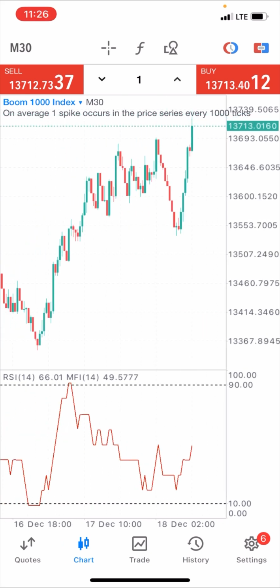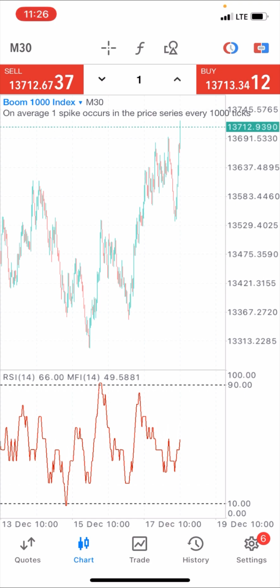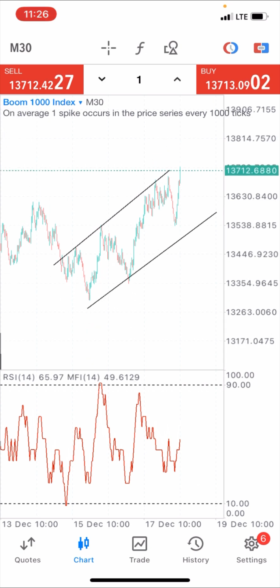Now you see on this time frame that price is pushing to the upside. So you want to follow price to the upside if you want to catch spikes. You want to be buying.